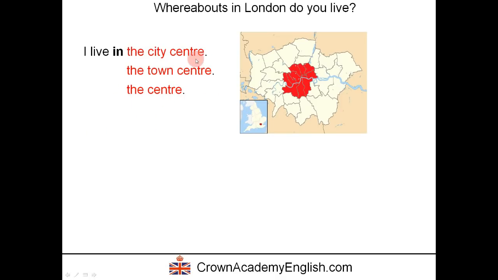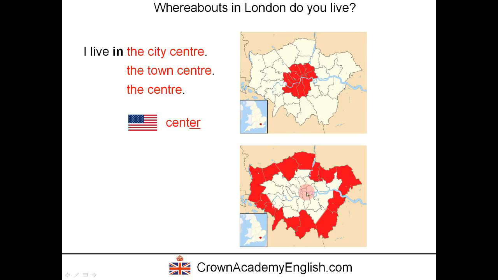This is the British English spelling of the word centre, C-E-N-T-R-E. So R and then the E at the end. In American English, they spell it E-R at the end. So that's very important.